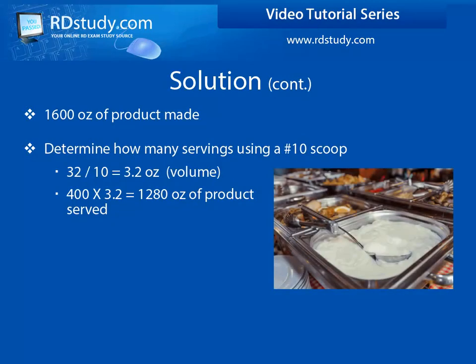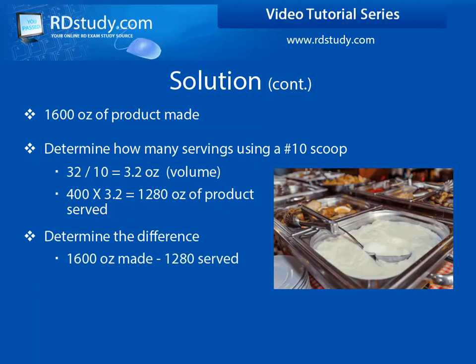So now what we need to do is subtract out what was served from what was made. With 1,600 ounces of product made and 1,280 ounces of product served, subtract the 1,280 from the 1,600 and you get your answer, which is an overage of 320 ounces, or basically that is how much product remains because the mistake occurred.